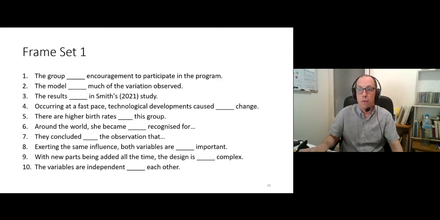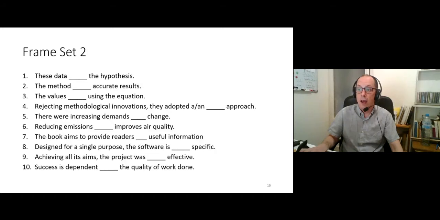So here's the first frame set. You'll see there's a mixture of lexical and grammatical collocations. They cover all of the collocation paradigms, so verb plus noun, noun plus verb, adjective plus adverb, etc. in Collocate. There's also a mixture of transitive and intransitive verbs here, and ideally they should be comparably difficult. This is the second set.